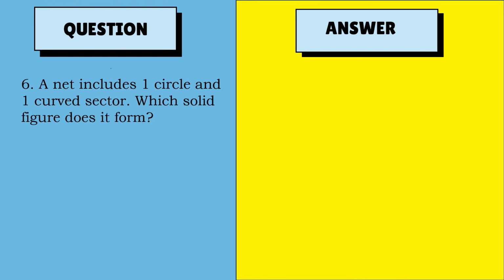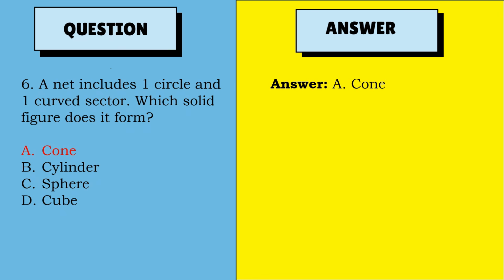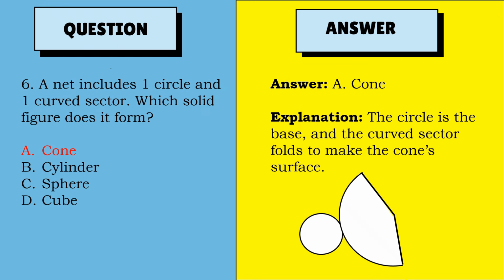Question number 6. A net includes 1 circle and 1 curved sector. Which solid figure does it form? A. Cone, B. Cylinder, C. Sphere, or D. Cube. What do you think the answer is? Alright, the correct answer is letter A, cone. The circle is the base and the curved sector folds to make the cone surface.